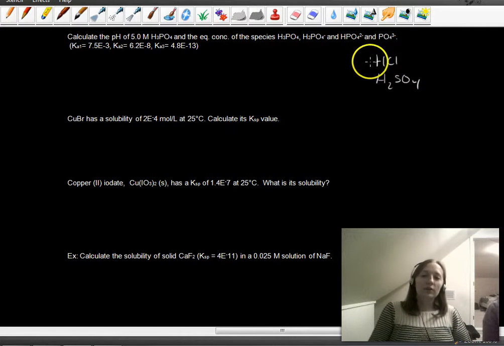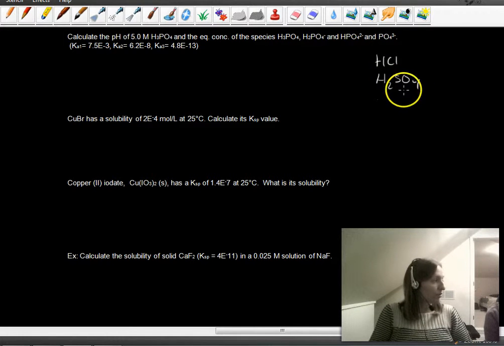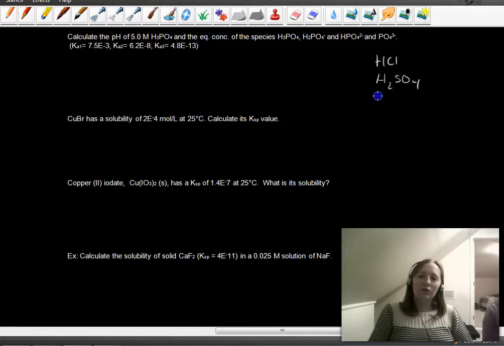So the hydrochloric acid has got 1 proton, so 1 H+, but the sulfuric acid has a strong first proton and a weak second proton. So it's interesting when you do sulfuric acid problems that you have to treat the H's differently. And then you've also got stuff like phosphoric acid, which has got 3 weak protons.